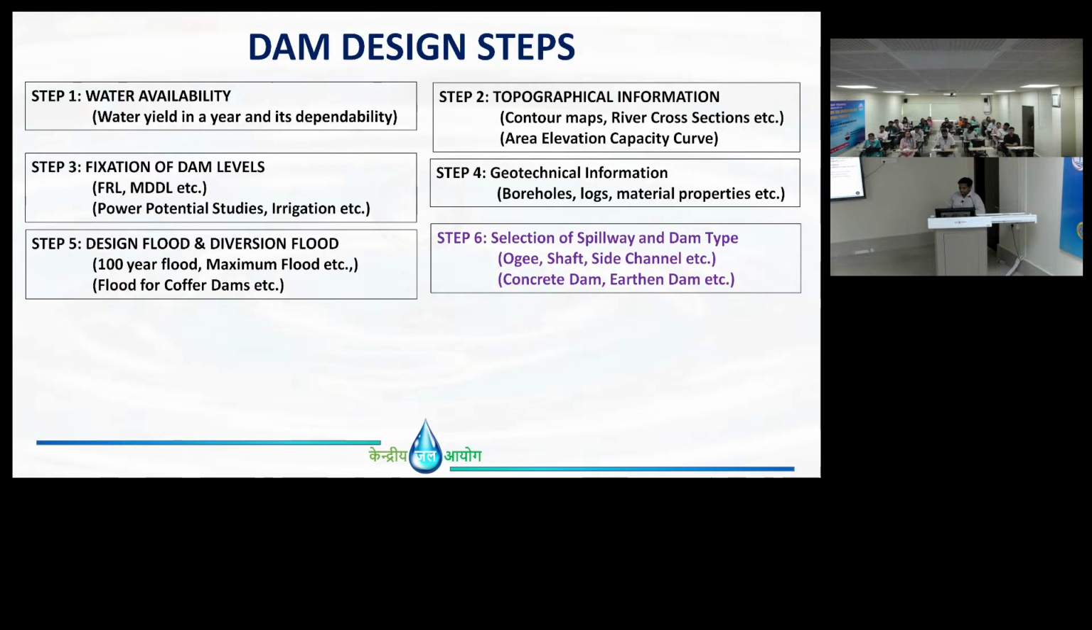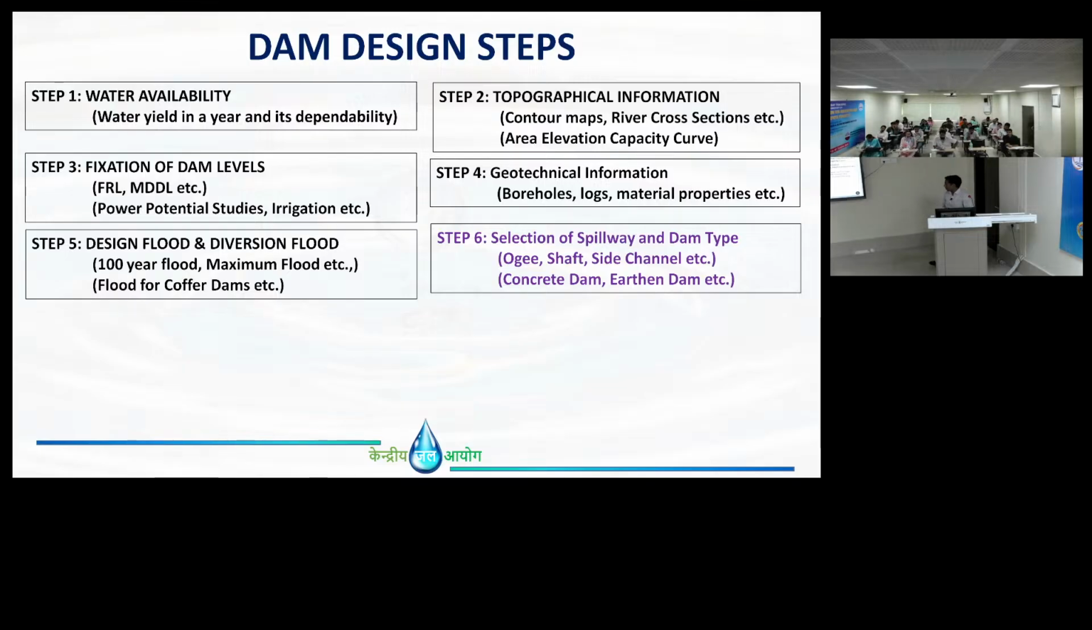Now, like in the first slide I have shown, to pass the flood we should have spillways. There are so many spillways. In this step, we will finalize the spillway type and dam type. Like in the beginning I told, my class will be continuous: dams, whether it's concrete, earthen dam or barrages. For barrages also the steps will be similar. In barrages also you should collect the water availability, topographical information, geotechnical information, and design flood. Based on the design flood, you decide how much waterway you have to give. It's all the same steps.